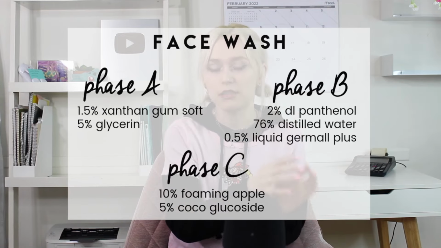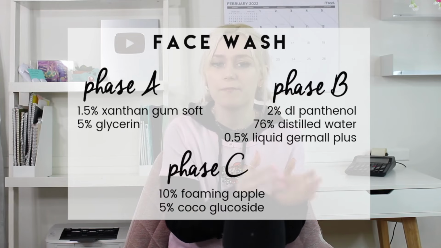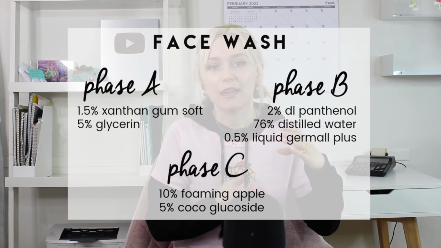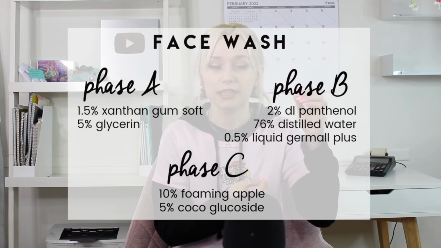If the DL-panthenol wasn't in the formula or no other powder ingredients, you wouldn't have to worry about that. But since it's there, you got to add it there. And then that means you can go ahead and mix the water phase with the slurry, xanthan gum, and glycerin.